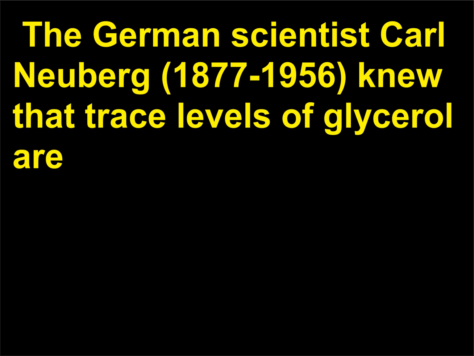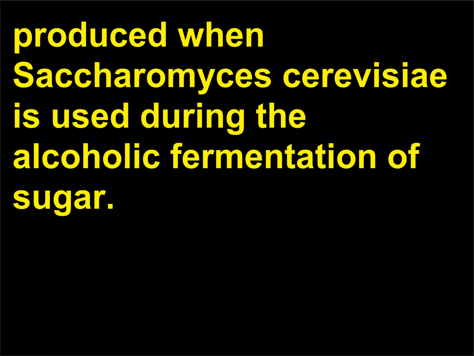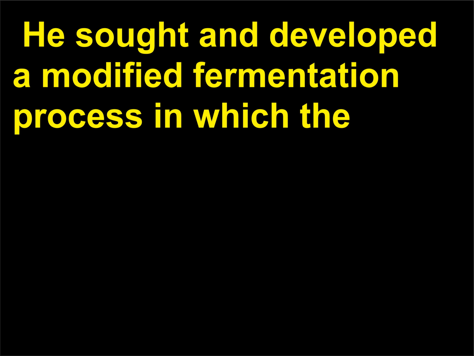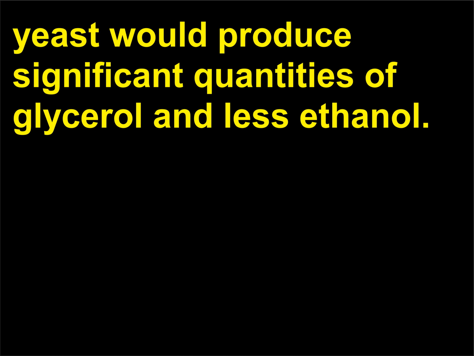The German scientist Karl Neuberg, 1877 to 1956, knew that trace levels of glycerol are produced when Saccharomyces cerevisiae is used during the alcoholic fermentation of sugar. He sought and developed a modified fermentation process in which the yeast would produce significant quantities of glycerol and less ethanol.